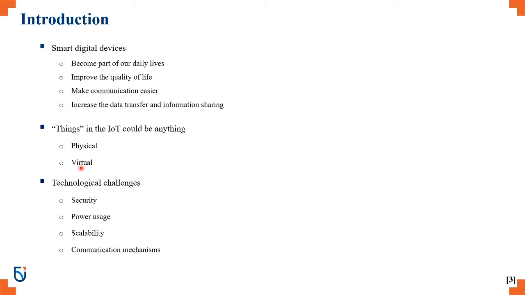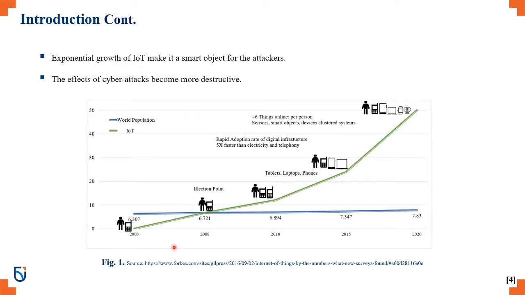IoT has become an important technology to develop smart infrastructure, and its adoption increased due to its analytics and the interconnectivity of machine and personal devices. Technological challenges include security, power usage, scalability, and communication mechanism, etc. The exponential growth of IoT makes it a smart target for attackers, and the effect of these cyber attacks has become more destructive in recent years. Figure 1 shows a comparison of world population and the number of IoT devices that need protection against intruders.